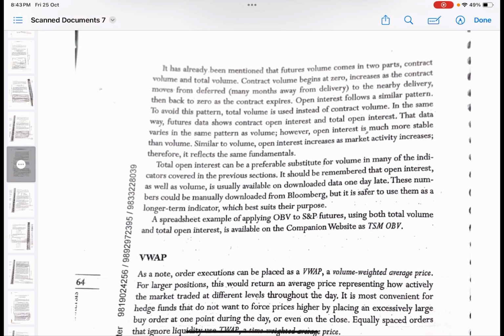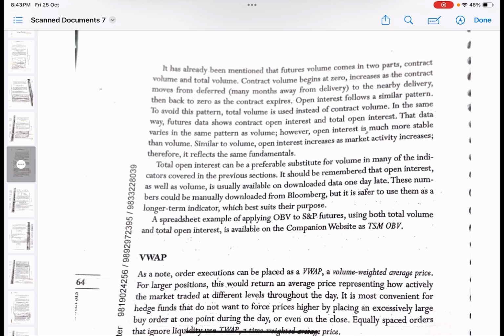All right. So it has already been mentioned that futures volume comes in two parts: contract volume and the total volume. Contract volume begins at zero, increases as the contract moves from deferred to the nearby delivery. So there's an expiry date for all the futures contracts, right? So as the delivery date is nearby, the volume also keeps increasing, as more people start engaging with the contract as the delivery date keeps coming, right? So contract volume begins at zero, and with each trade that takes place, the contract volume keeps increasing. Now let's see what is open interest.